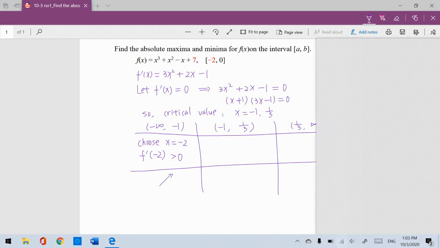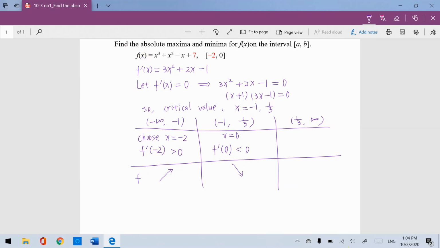Now for the second interval, we choose x equals 0. Let's see whether the derivative at x equals 0 is greater than 0 or less than 0. So 0 plus 1 is 1, greater than 0, and 0 minus 1 is negative. So positive times negative, we know it is less than 0. So the function f of x is decreasing. I add here: f of x increasing, here f of x decreasing.